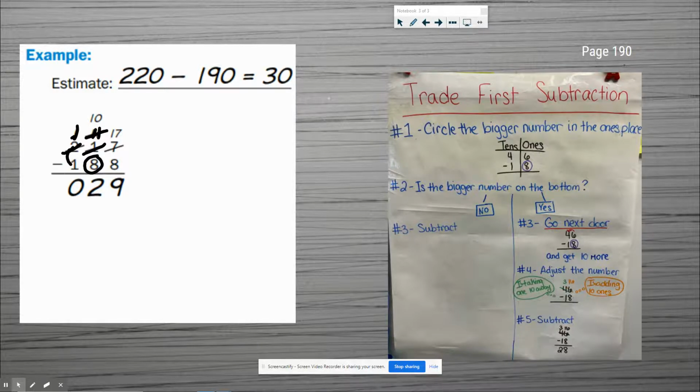And then I need to check my ones column. 8 is in the bottom, so I have to borrow 1, and it leaves me with 10. Add tens to the ones to make 17. 17 minus 8 is 9. 10 minus 8 is 2. So let's do one together.